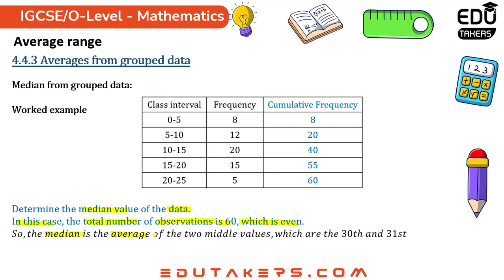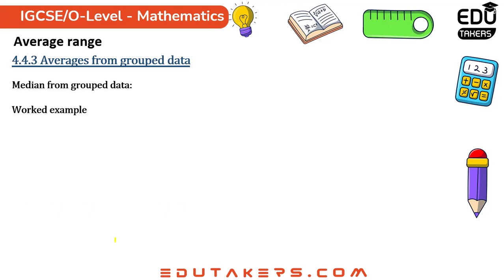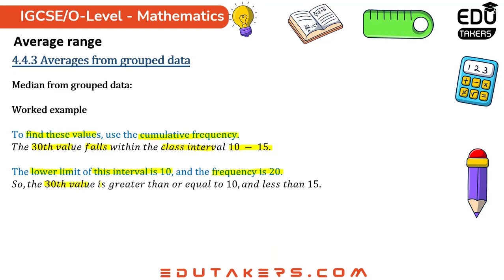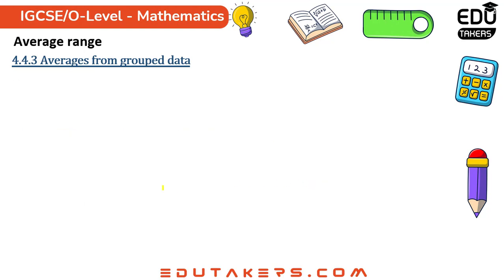So the median is the average of the two middle values, which are the 30th and 31st values in the data set. To find these values, use the cumulative frequency. The 30th value falls within the class interval 10 to 15. The lower limit of this interval is 10 and the frequency is 20. So the 30th value is greater than or equal to 10 and less than 15.